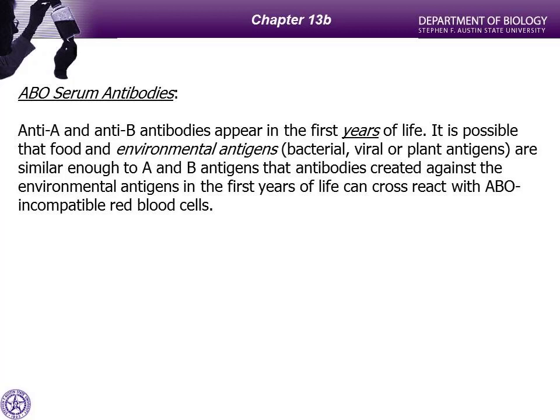So in our bodies, we have either anti-A antibodies or anti-B antibodies or both. And it's going to be the opposite of the antigens we have on our red blood cells. Do you know what your blood type is?